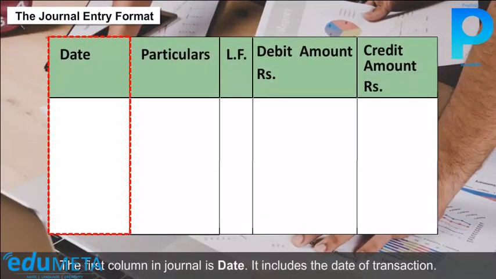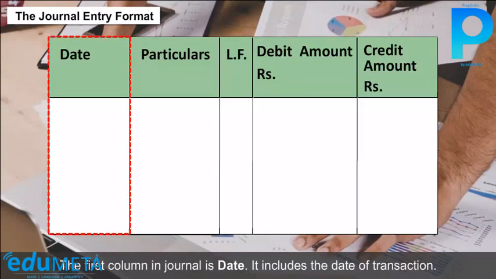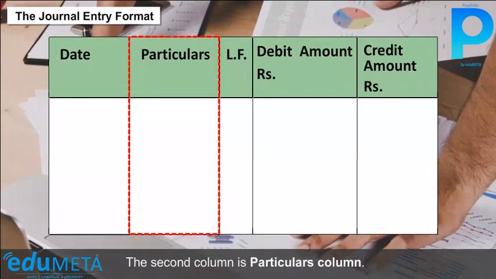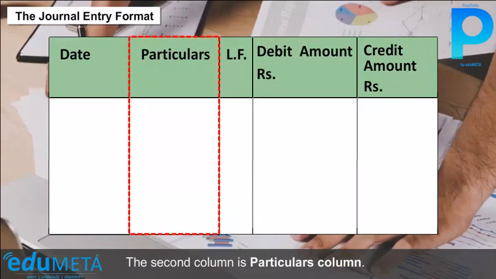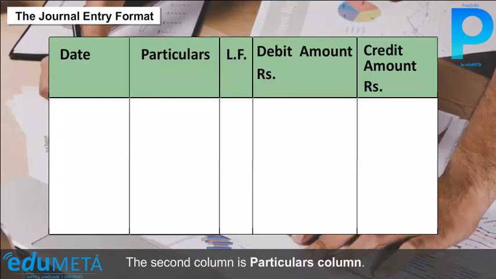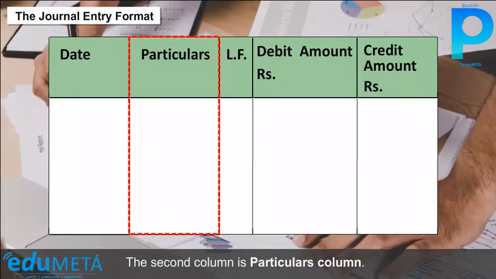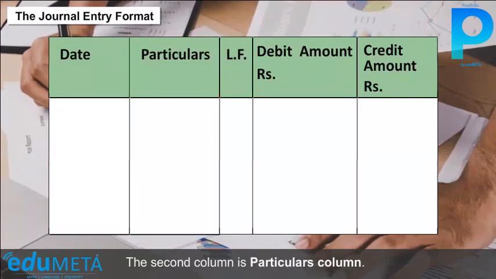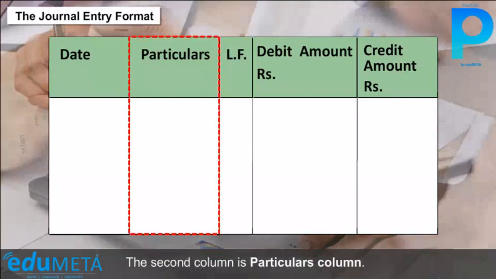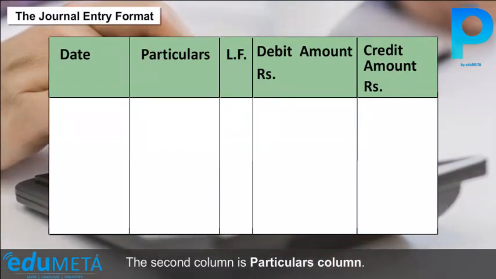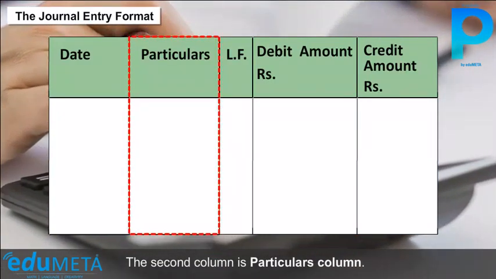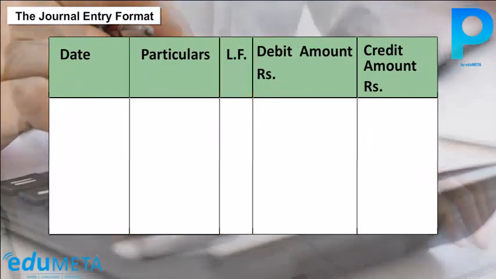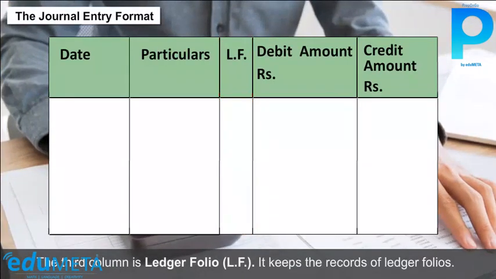The journal entry format. The first column in the journal is date. It includes the date of the transaction. The second column is the particulars column. In this column, the account title to be debited is written on the first line, beginning from the left-hand corner, and the word Dr. or Doctor is written at the right end of the column. The account title to be credited is written on the second line, leaving sufficient margin on the left side with a prefix "To". The third column is ledger folio or LF.